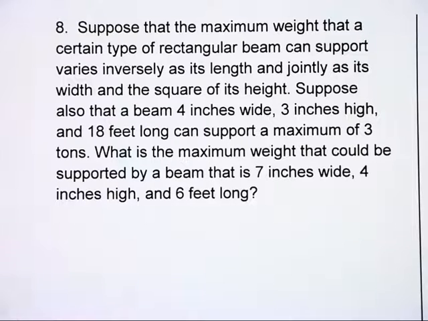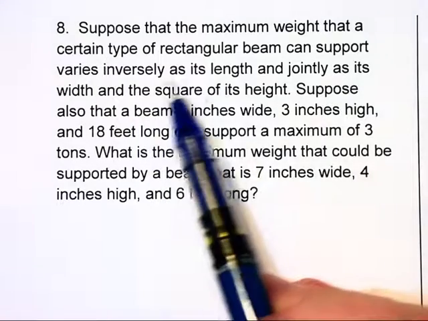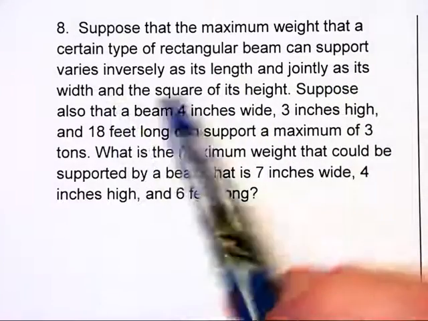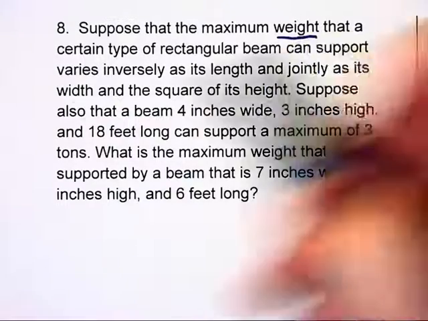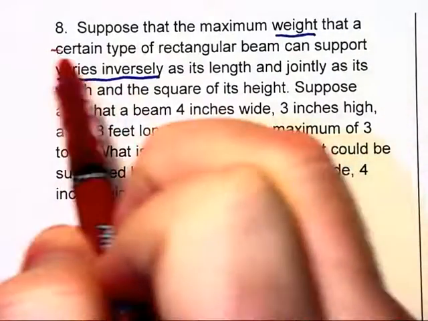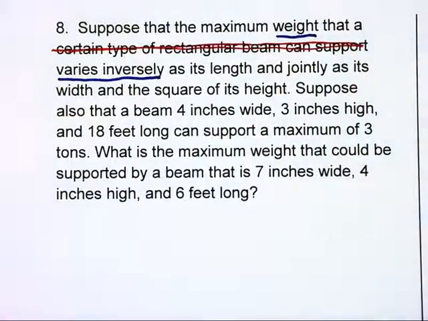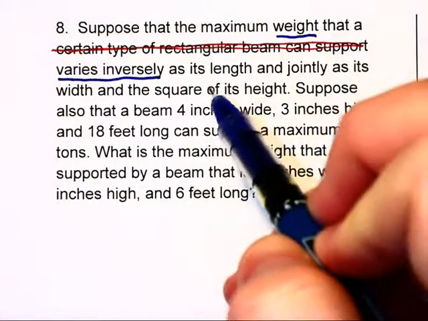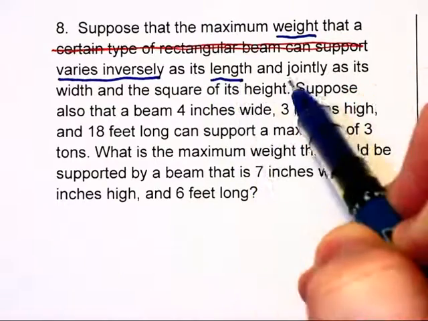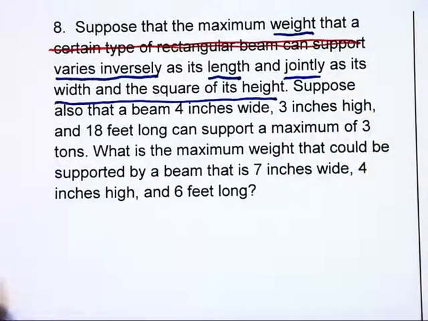There's quite a bit that can go wrong in this next problem, so let's take our time as we work our way through it and focus on what the key words are. Suppose the maximum weight that a certain type of rectangular beam can support varies inversely. Okay, weight varies inversely is what I'm really looking at first, and I can really ignore that whole second line there as extra verbiage to kind of mess me up. Weight varies inversely as its length, and jointly as its width and the square of its height. Okay, that right there is what I want to focus on.